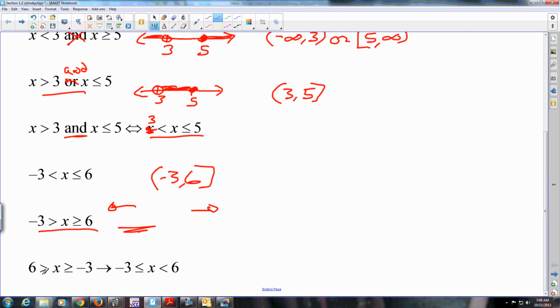X is smaller than 6 and x is less than or equal to negative 3. This statement is exactly the same as this one. Okay? They're interchangeable. So that one would be bracket negative 3, comma 6 paren. Okay?